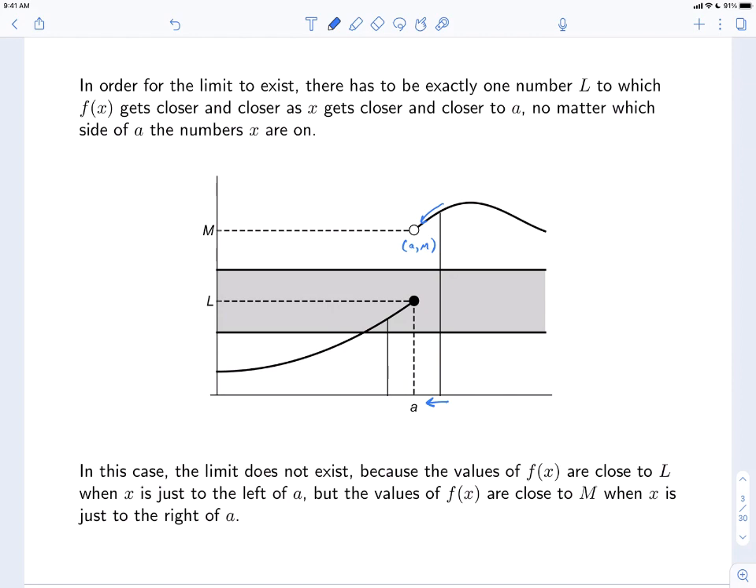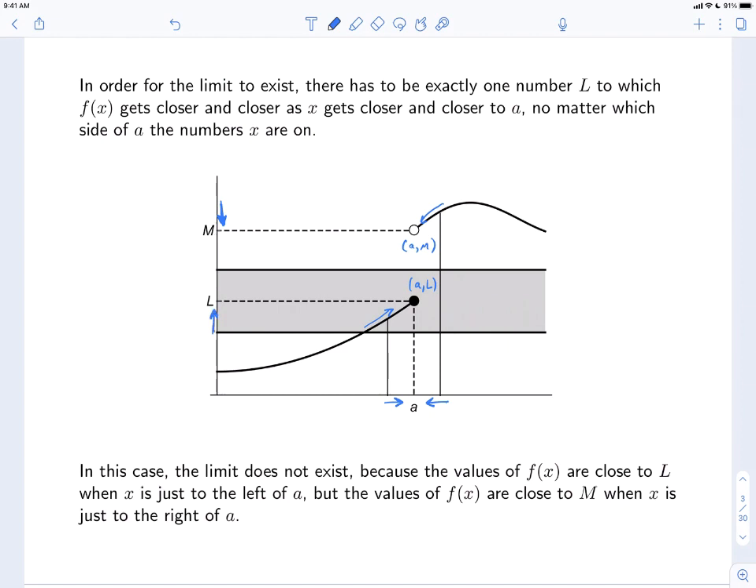So if you're doing that, the y values are getting closer to m. Remember that f at x is a y value. The output values are the y values. So if x is to the right of a, then the outputs are all getting closer to m. On the other hand, if you're approaching a from the left side, then on the curve, you're approaching the point that has coordinates a comma L. And in this case, the y values are approaching L.